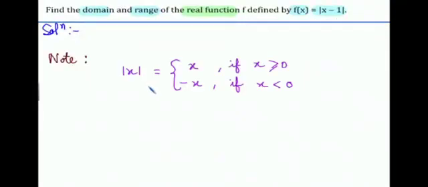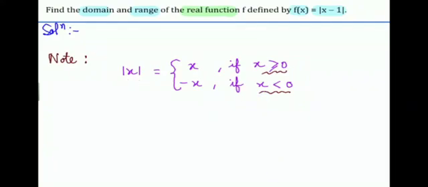Now another question, right. Find the domain and range of the real function f defined by f(x) = modulus of x minus 1. So here in modulus function there is no limitation, there is no restriction to put any value. So आप modulus के अंदर कोई भी value put कर सकते हो x की जगह पे. That all are possible, uniquely defined. So modulus x is equal to x if x greater or equal to 0 and minus x if x less than 0.